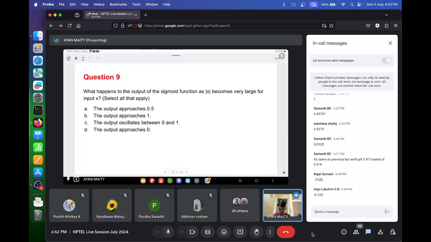Now question 9. What happens to the output of the sigmoid function as the modulus of x becomes very large for x? So this is the absolute value of x, or modulus of x. There might be multiple correct answers in this question. The output approaches 0.5, the output approaches 1, the output oscillates between 0 and 1, the output approaches 0.